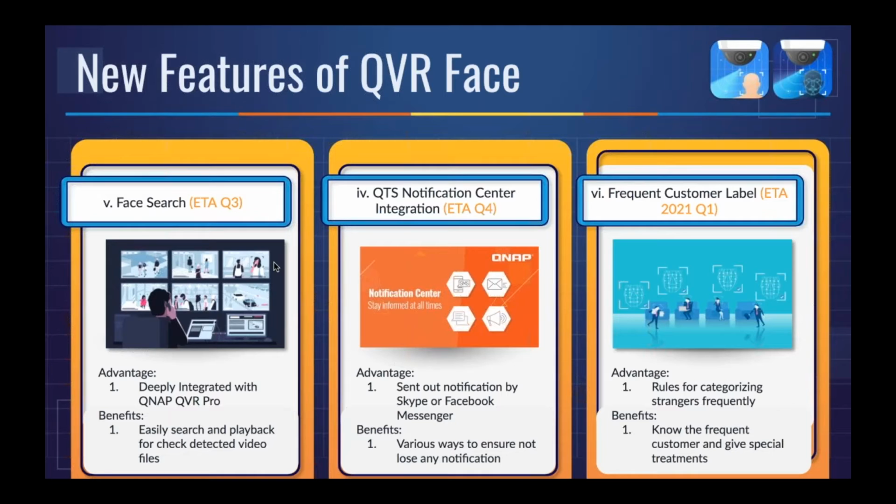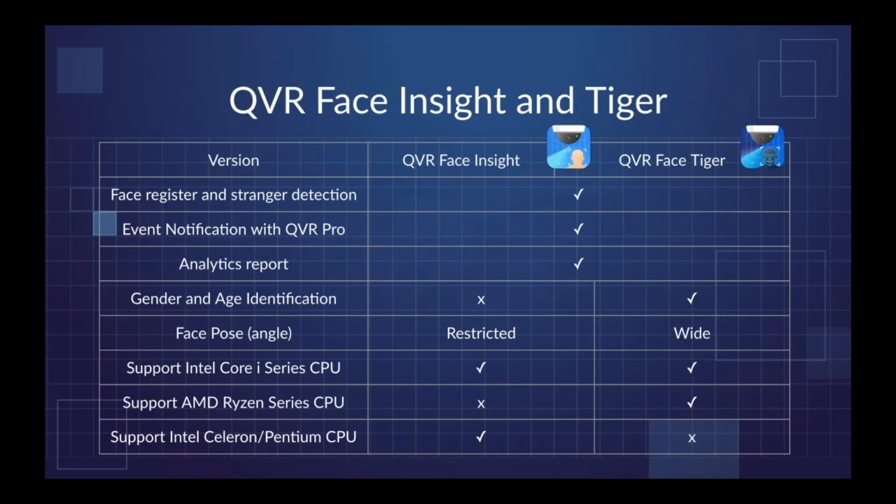And so, if there's a person who happens to frequent, say, a store or hotel frequently, QVR Face will be able to pick up on this and label them as a frequent customer. And QVR Face actually comes in two forms. We have two apps for it.